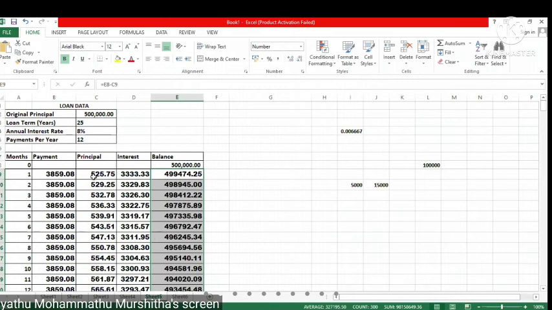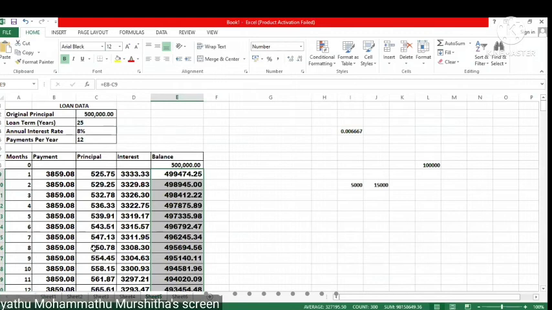Now we can see, this is the loan amortization schedule we have prepared using the Excel built-in functions. For example, 5 lakhs I borrowed, and in the first month I paid about 3,859. This payment includes principal amount plus interest.